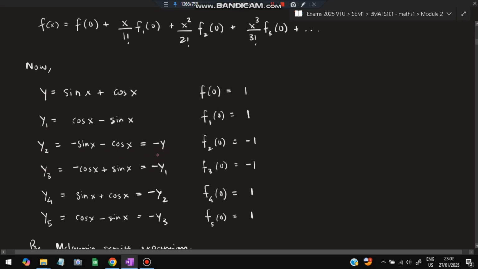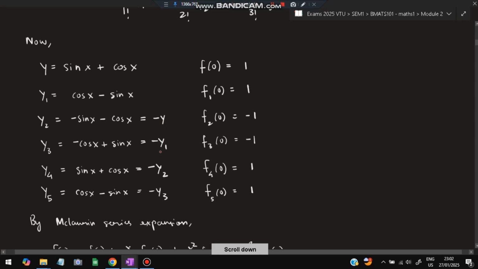Differentiation of y2 will become differentiation of this one, y1. So y3 will become minus y1, and y4 will become minus y2. Like that we can keep on going and substituting the values of 0. For example, substituting the value of 0 here in this equation, all you have to do is, what is the value of y at 0? The answer is 1, so this will be substituted as 1, so it will become minus 1.